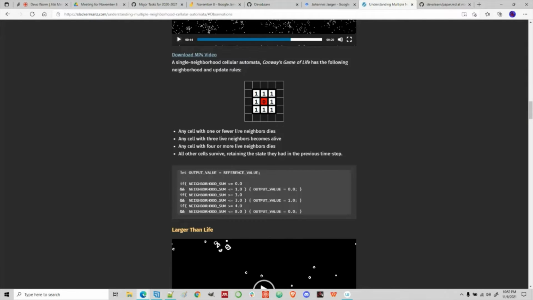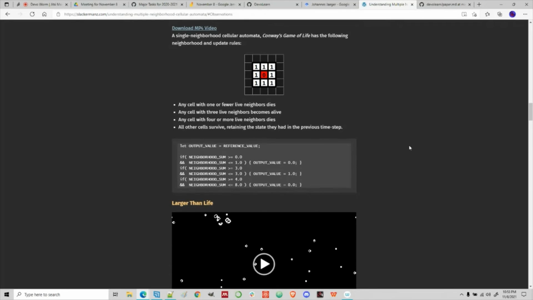Any cell with 1 or fewer live neighbors dies. Any cell with 3 live neighbors becomes alive. So in other words, if your neighbors are alive, you become alive. If your neighbors die, then you die. And this approximates something like an epidemiological model where you see the spread of disease. Any cell with 4 or more live neighbors dies. All other cells survive, retaining the state they had in the previous time step.